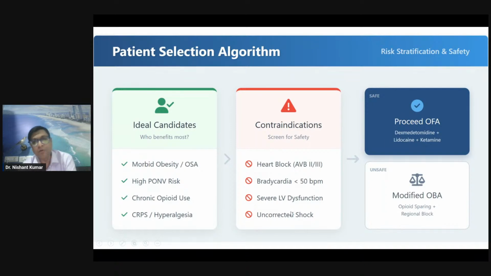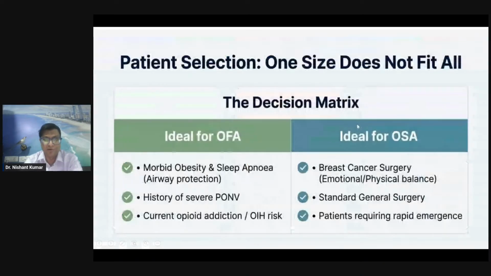I've used opioid free in severe LV dysfunction. I've used opioid free in bradycardia patients. In uncorrected shock, yes, we use ketamine for these patients. Heart blocks, yes, in type 2 blocks I have used opioid free, but not in type 3. So maybe we can go on with that. And definitely, the addition of regional blocks will further decrease the other drugs, and we can have an opioid free anesthesia regime for these patients also.